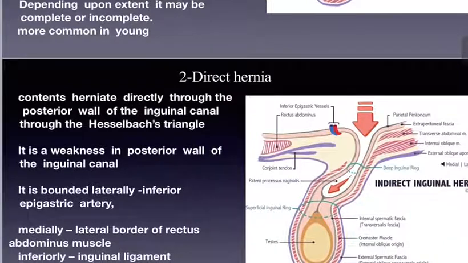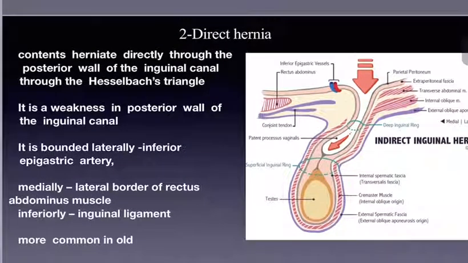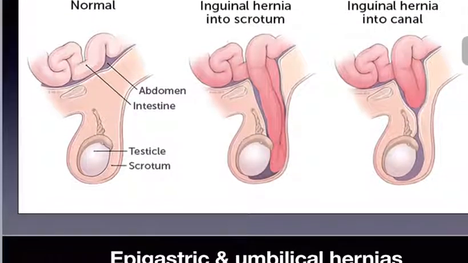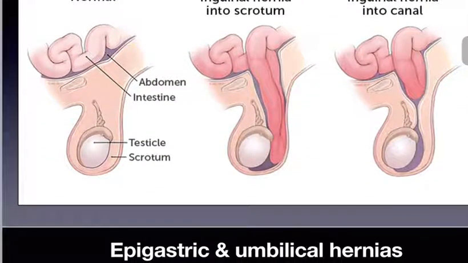Now talking about direct hernia. Contents herniate directly through the posterior wall of the inguinal canal through Hesselbach's triangle. It is a weakness in the posterior wall of the inguinal canal. It is bounded laterally by the inferior epigastric artery, medially by the lateral border of the rectus abdominis muscle, and inferiorly by the inguinal ligament, and it is more common in the old. Here you can clearly see the normal structure, inguinal hernia into scrotum, and inguinal hernia into canal.